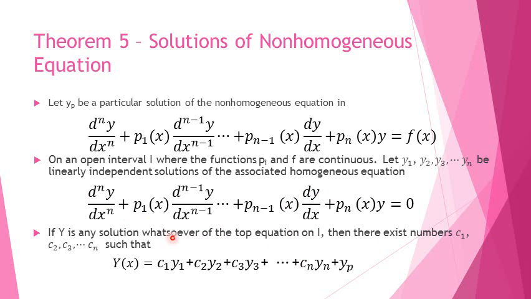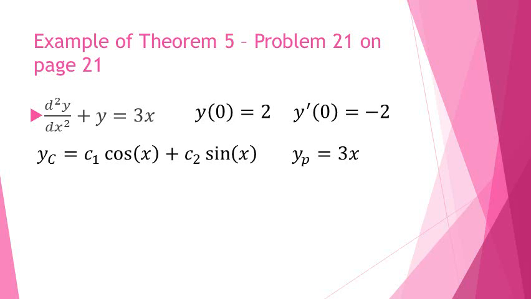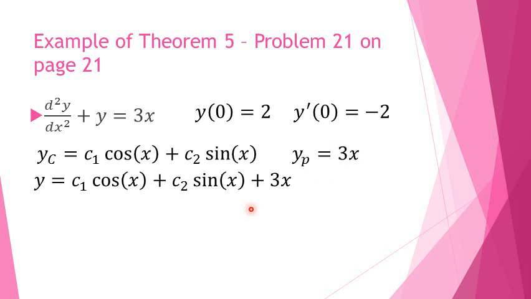Eventually we will learn how to find what our y sub p should be based on this equation. But we're not to that point, but we can verify a solution. What we have is this differential equation, these initial conditions, and this complementary solution. So that's the solution to the homogeneous differential equation. And this is the solution to the non-homogeneous part. So what we're going to do is add them together, and that has to be a solution to this differential equation. So we need to find C1 and C2.